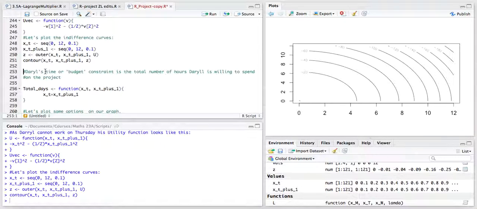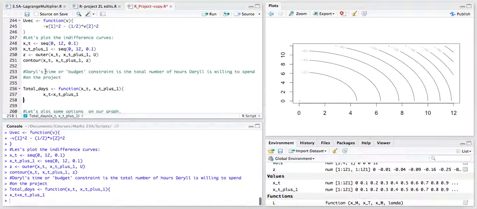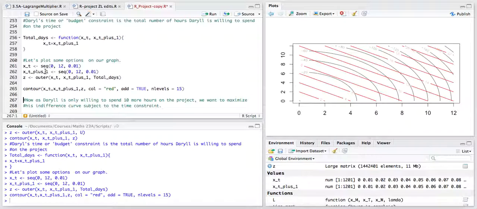So we also know that Daryl's time constraint is the total number of hours that Daryl is willing to spend on the project. And so let's plot a number of these options on our graph. Great. So we know that Daryl is actually only willing to spend 10 more hours on the project, and we want to maximise his indifference curve subject to this time constraint. So as you can see, this is the time constraint that we want to maximise it to, and we're looking for an indifference curve that is tangent to this line.